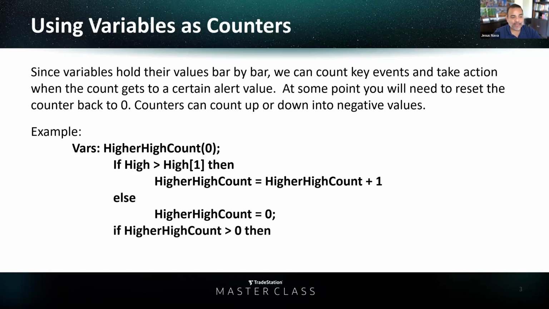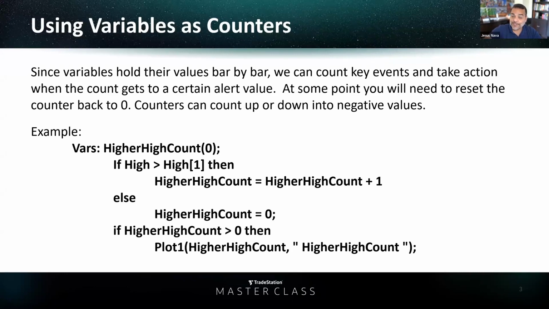If higher high count is greater than 0, then we plot it, because you do want to know if there's a sequence of higher highs, you want to know what that number is. If you get a 5, you know that there's been 5 consecutive higher highs. If it's 0, then you're back on square one. So this is very simple code. It's inside of your PDF. You can type it up exactly as it appears here, and then you have an example on how to use a counter.